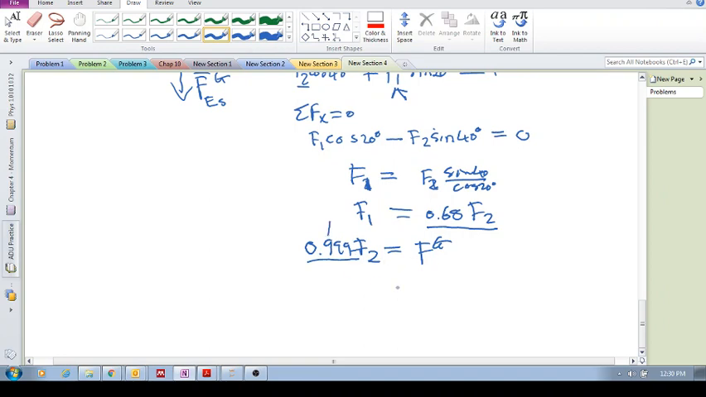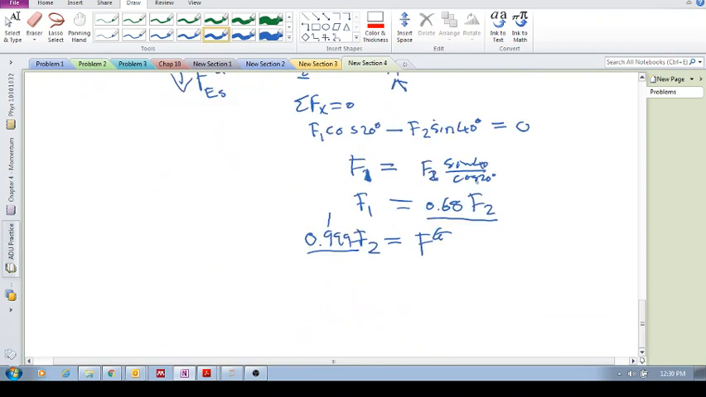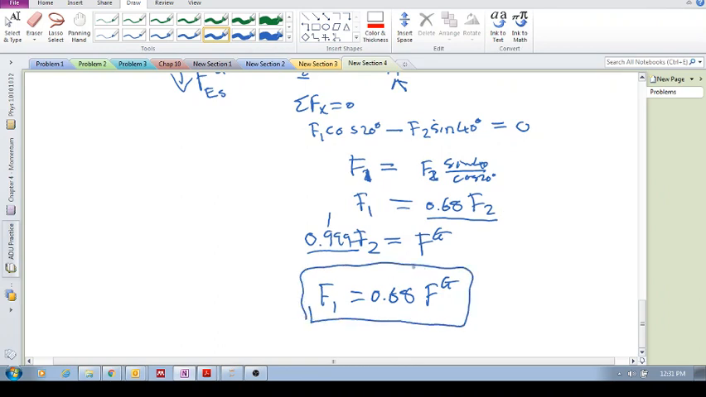So what we can see here is that F2, this force, is the same as this force. That force there, the tension in that cable, is the same as the gravitational force. But F1 is then 0.68 times the gravitational force. Okay? So all you need to do is plug that in there and you'll see that F1 is 0.68 times the gravitational force and F2 is practically the same as the gravitational force.